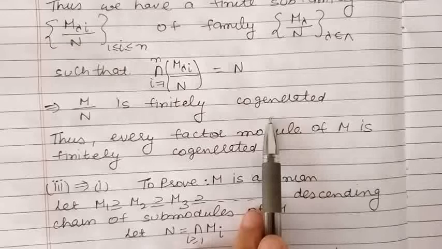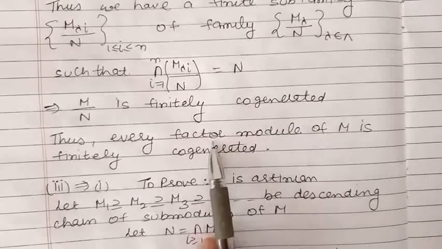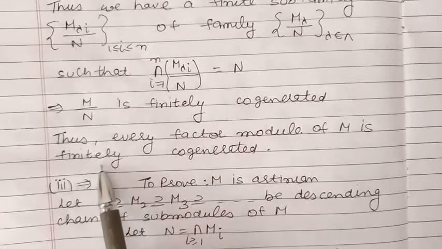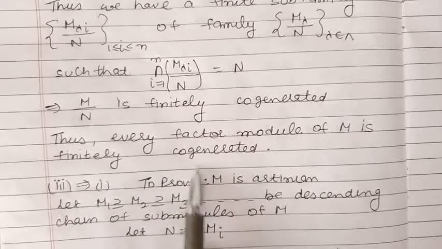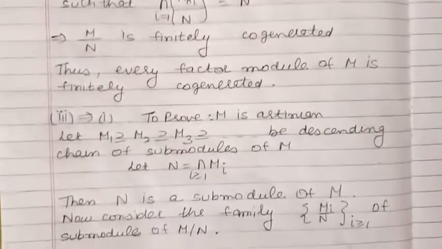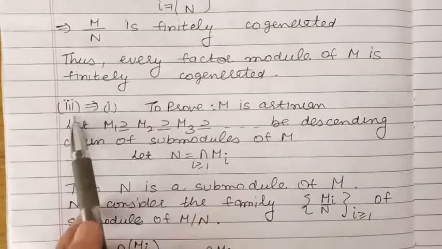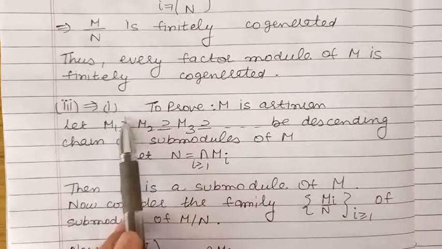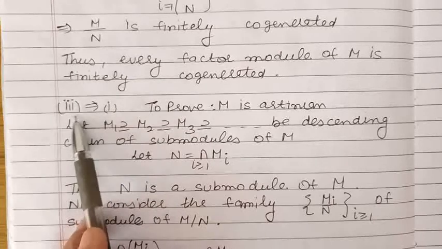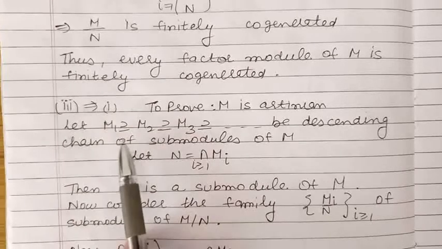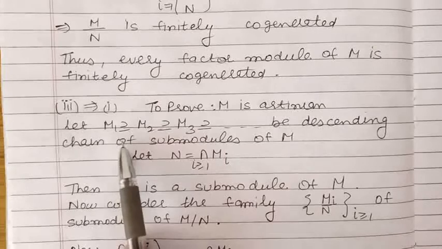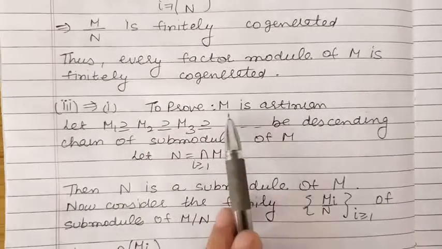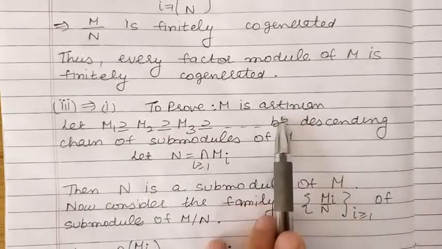So this proves every factor module of module M is finitely co-generated. Now, next we prove condition 3 implies condition 1. In condition 3, we are given that every factor module of M is finitely co-generated. We have to prove that the module M is Artinian.